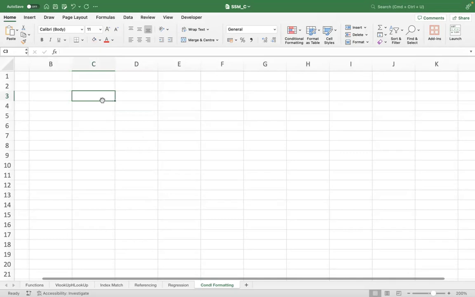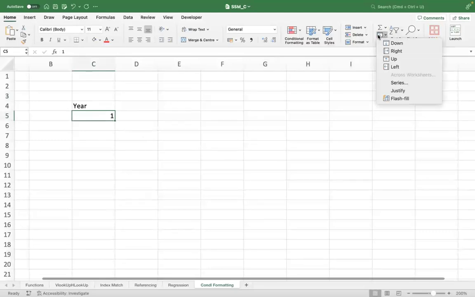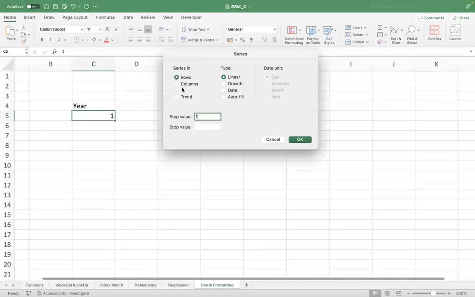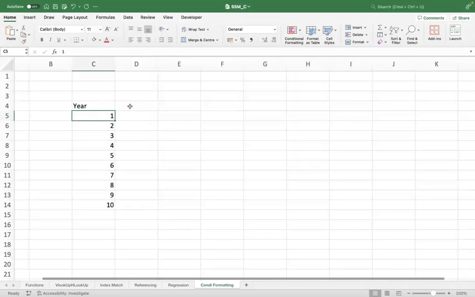So for understanding conditional formatting, we will first create a project. Let's say I have a project which is expected to have a useful life of 10 years. Useful life means over what period of time is the project going to give you benefits, the estimated life of the project. So I create a column which has those 10 years marked.